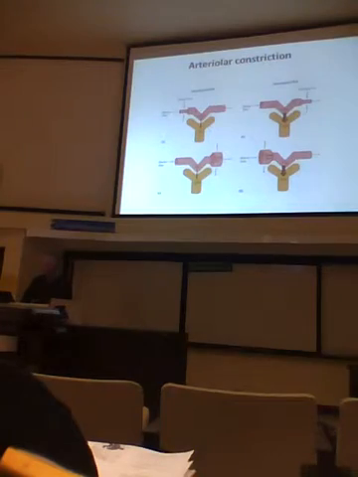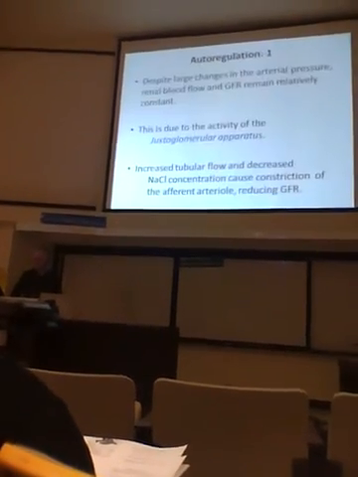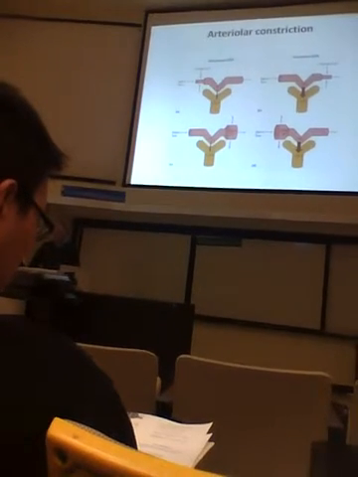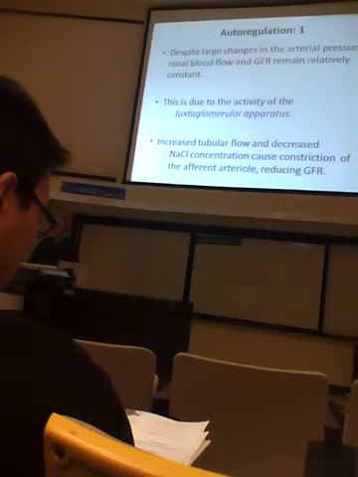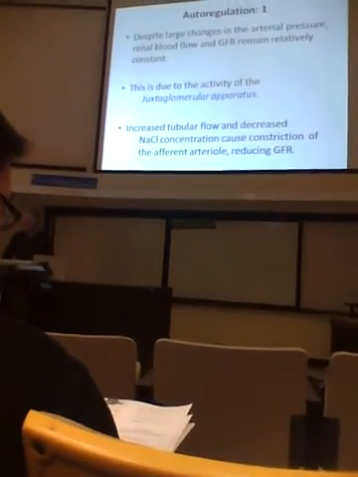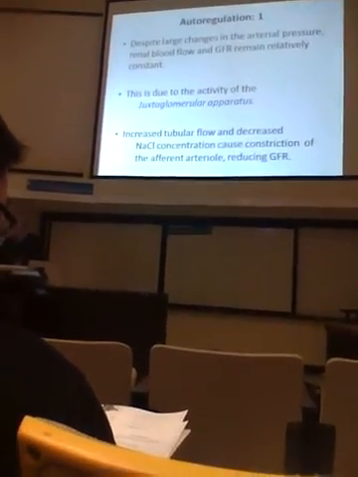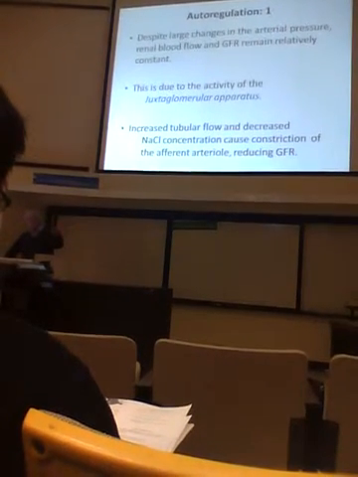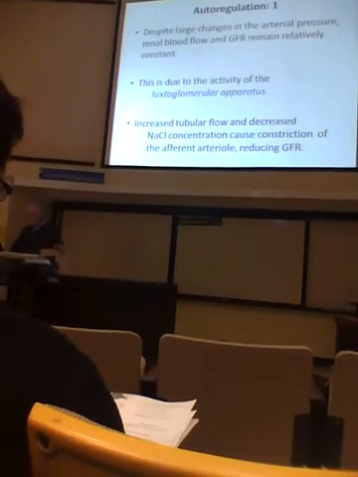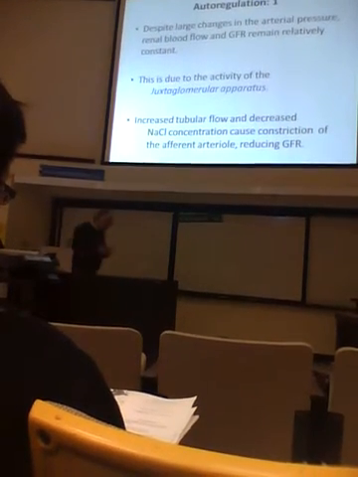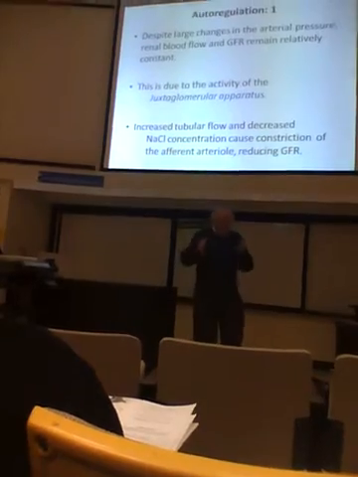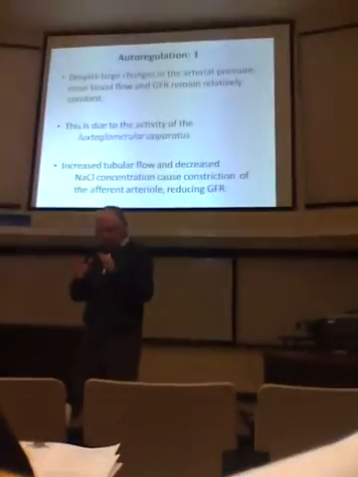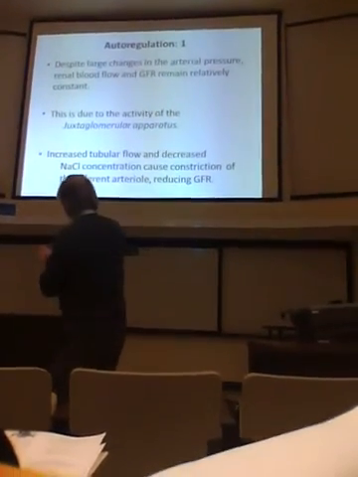So this is a nice picture. I was happy to find this. So this is what it says here. Despite large changes in the arterial pressure, renal blood flow and glomerular filtration rate remain relatively constant. Constant is always good in physiology. And this is due to this constriction mechanism going on and a couple of other things which I'll point out.